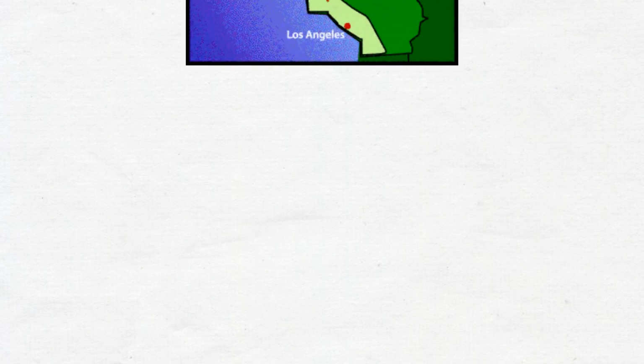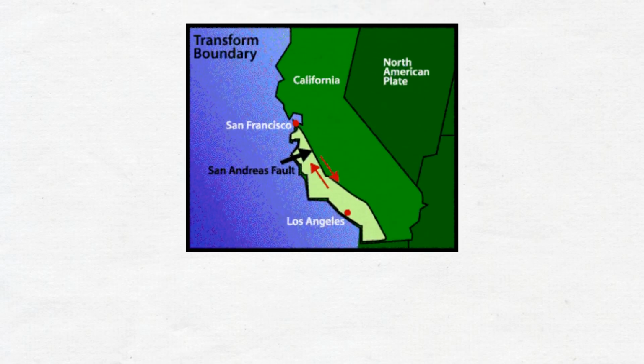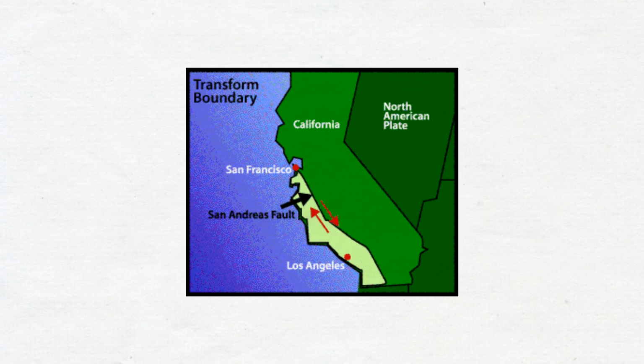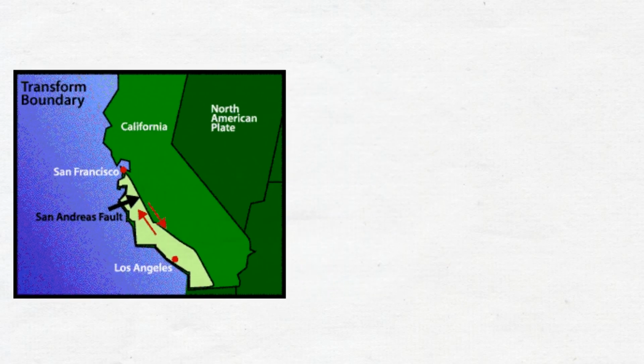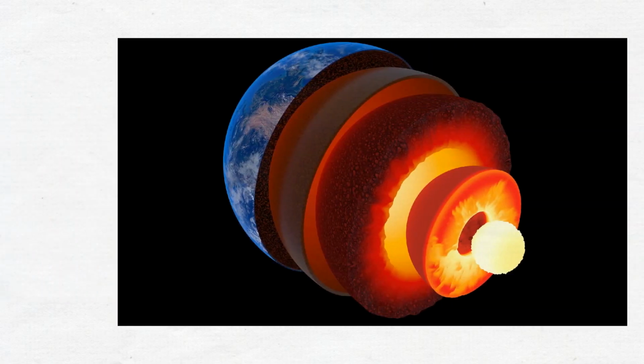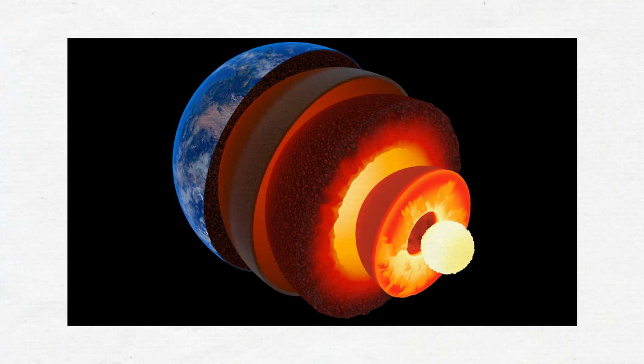Transform boundaries, where plates slide past one another, are characterized by strike-slip faults, like the San Andreas Fault in California. These boundaries are often associated with intense seismic activity, as the plates lock and release energy in the form of earthquakes. This lateral movement illustrates the complex interactions between plates and underscores the dynamic nature of Earth's lithosphere.